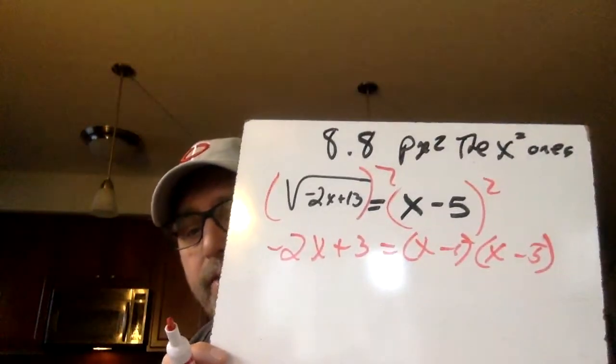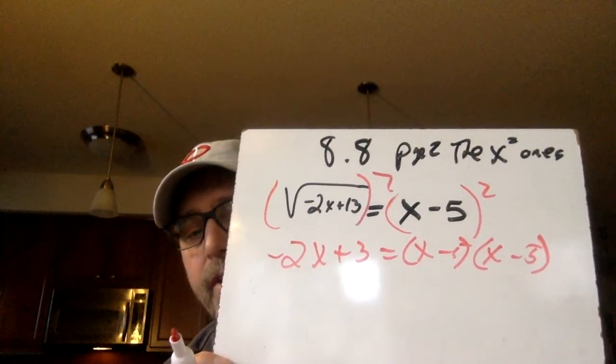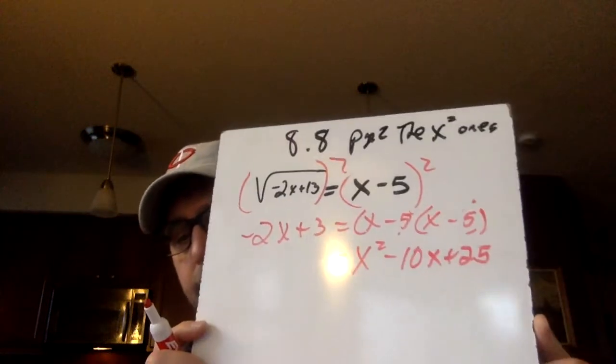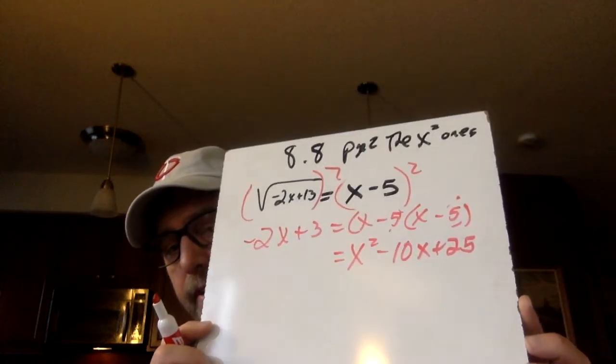You have no choice. That's a 5. You have no choice but to FOIL. These are both 5s. You must go first, outside, inside, last. You must FOIL that. Remember, you hit pause anytime I'm going too fast.